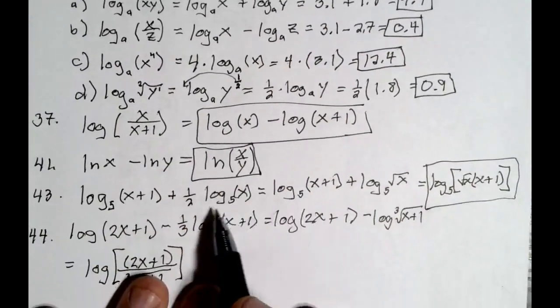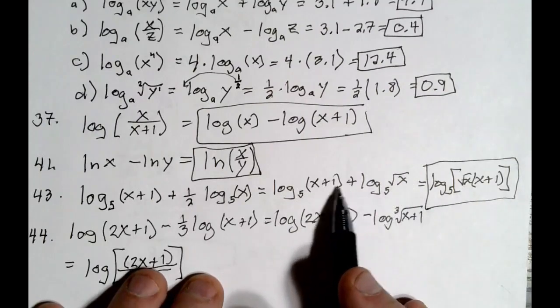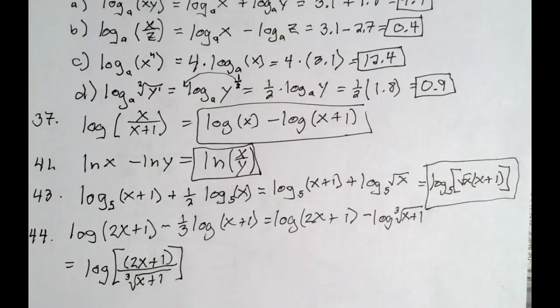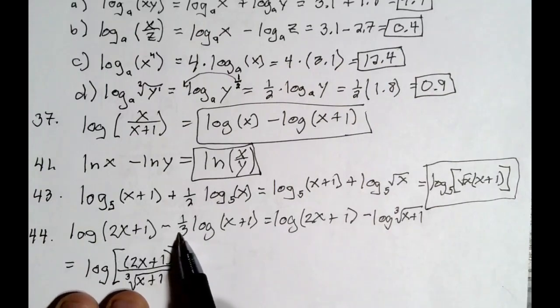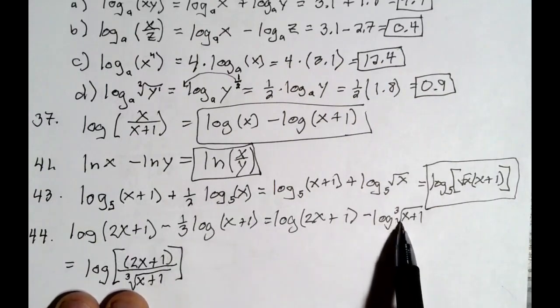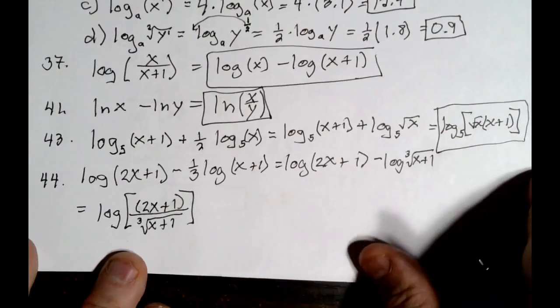And that helps us here because then that gives you a square root there, and now you got two things that are added becomes the two things multiplied. And this one, same idea, the 1/3 goes up there and it becomes the third root, and now the two things are subtracted so they become divided.